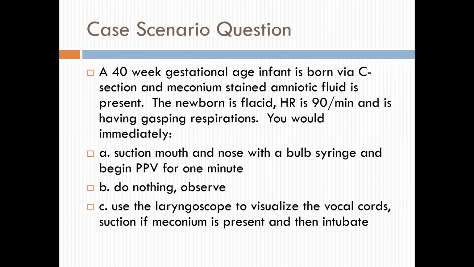You would immediately: A, suction the mouth and nose with a bulb syringe. Begin positive pressure ventilation for a minute. Do nothing and observe. Use the laryngoscope to visualize the vocal cords. Suction if meconium is present, and then intubate.